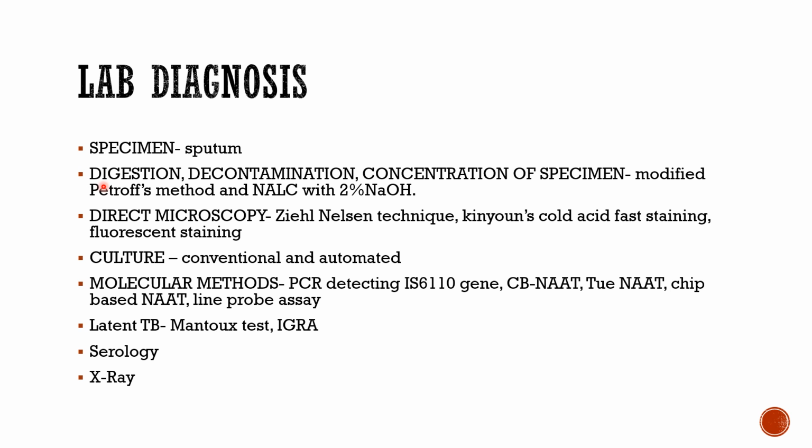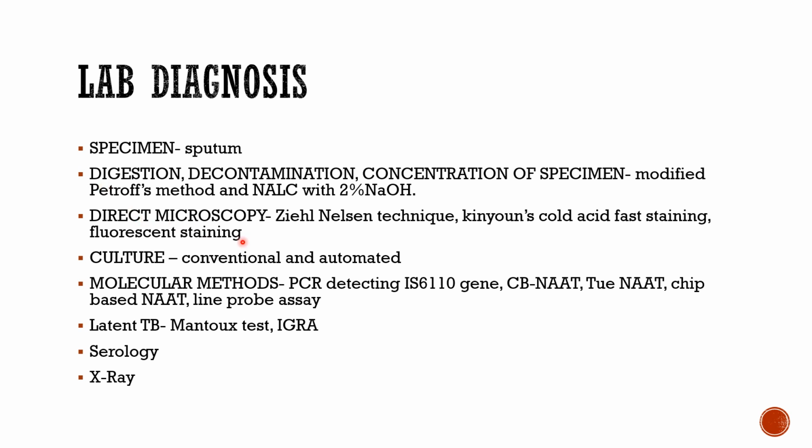So how are we going to do the digestion and decontamination? We'll be using the modified Petroff's method. In the modified Petroff's method, we will be using 4% NaOH, and this one is recommended for Lowenstein-Jensen medium only. The next one is N-acetyl-L-cysteine along with 2% NaOH. This one helps in liquefaction of the sputum, and the NaOH kills the normal flora.